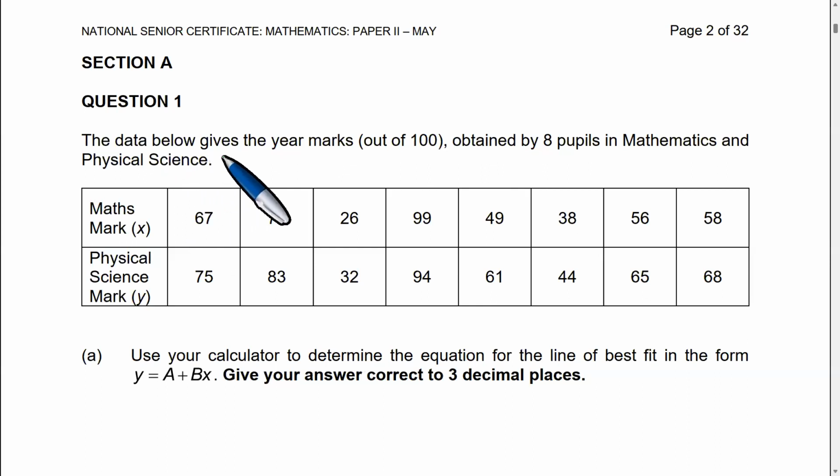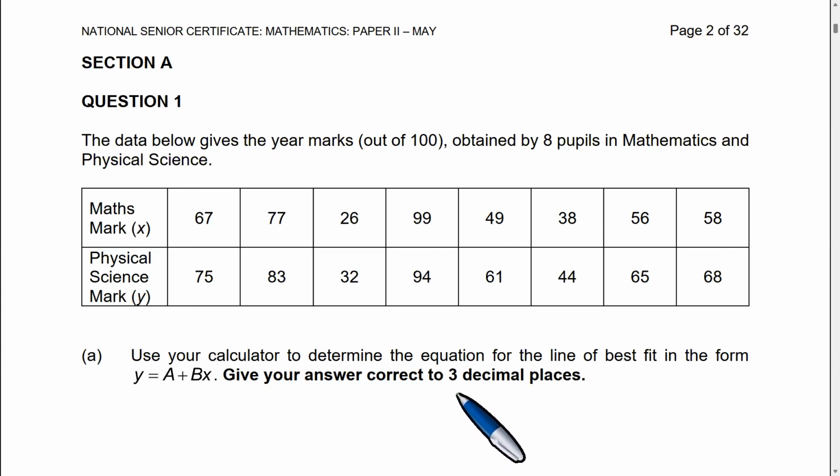The data below gives the year marks out of 100, which are percentages then, obtained by 8 pupils in mathematics and physical science. Use your calculator to determine the equation for the line of best fit in the form y equals a plus bx. Give your answer correct to 3 decimal places. Right, we have already done these.